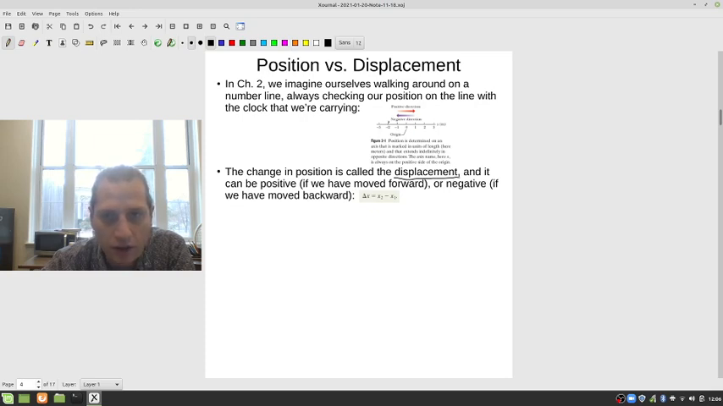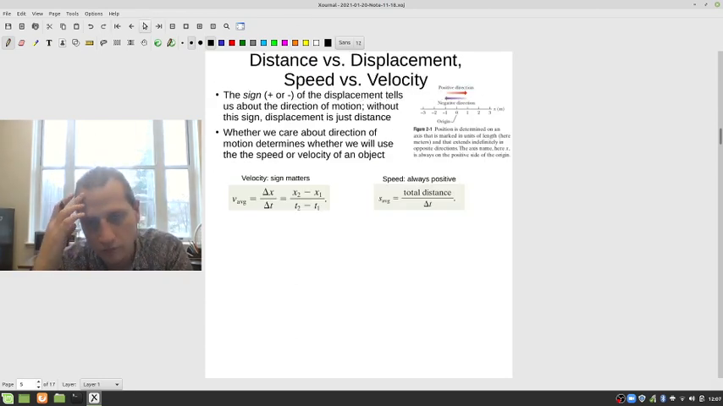So for instance, if I go from -2 to 3, that would be a displacement of +5. And the sign would make a lot of difference because it would mean that I was going in the positive direction. On the other hand, if I went from 3 to -2, that would be a displacement of -5 because I was going backwards on the number line. Okay, so just be careful, and we're going to have an analog to this.